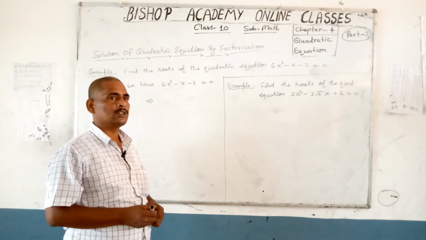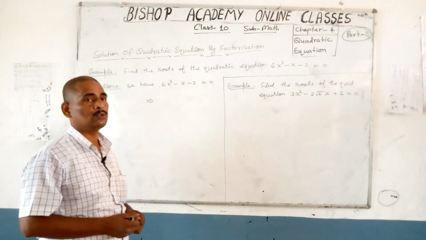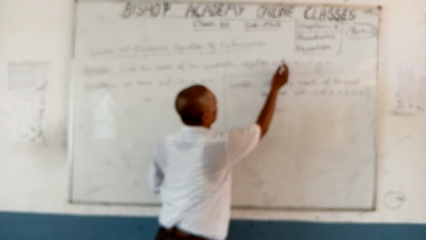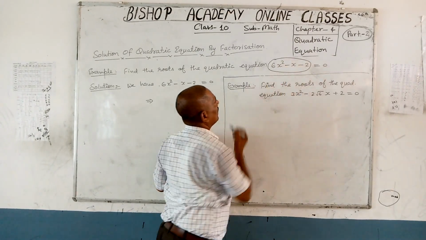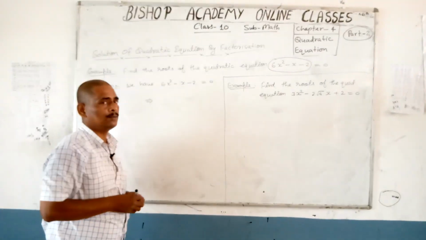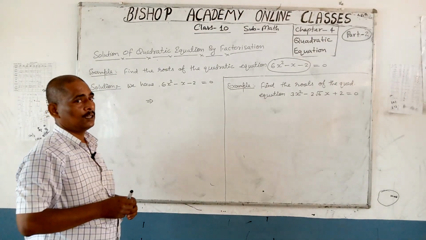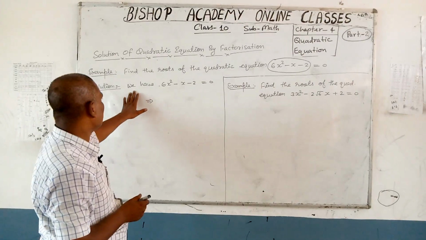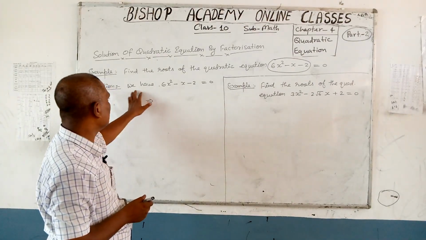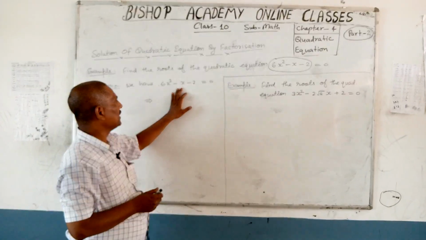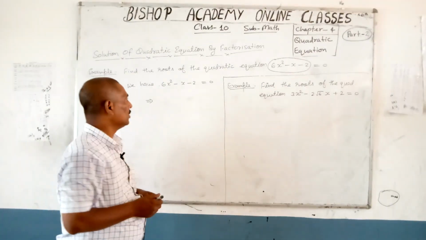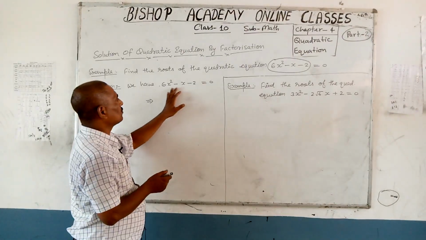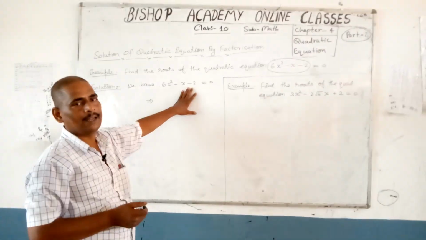In class 9, dear students, you understood very well how to factorize a quadratic polynomial. Here you can see 6x square minus x minus 2 is a quadratic polynomial. So you know very well how to factorize a quadratic polynomial. Using that process, let us see. We have 6x square minus x minus 2 is equal to 0, and you have to factorize this polynomial 6x square minus x minus 2 on the left side.